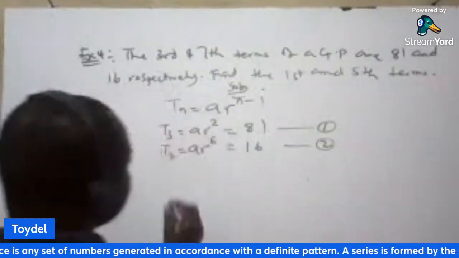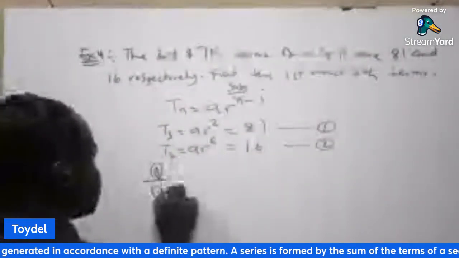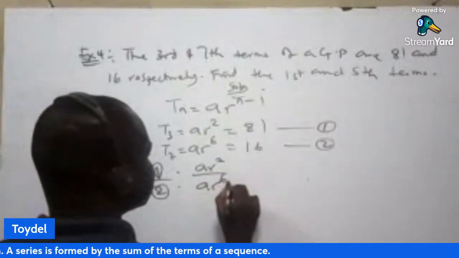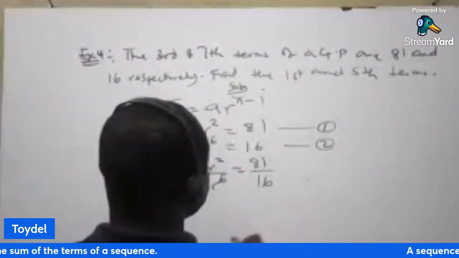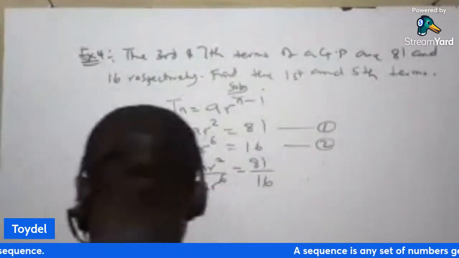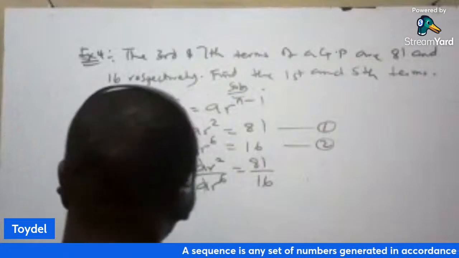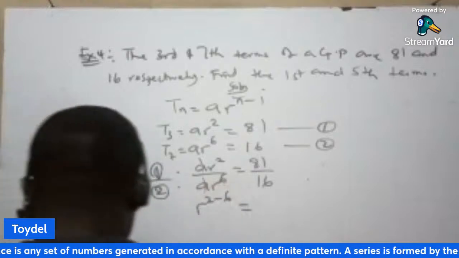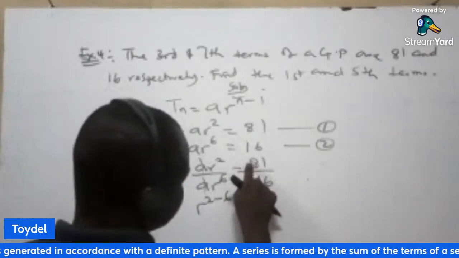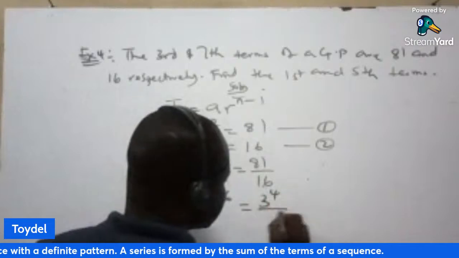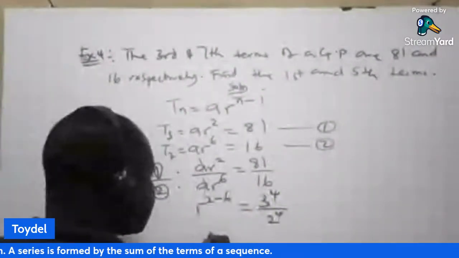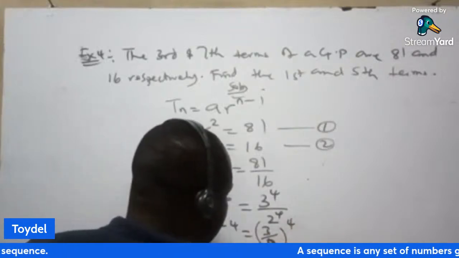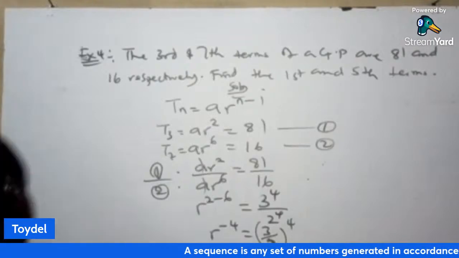There are two equations and two variables. So let's just say equation 1 divided by equation 2, because we have AR squared divided by AR to the power 6, is equal to 81 divided by 16. A can take care of A. Then here we are going to have R raised to 2 minus 6, that's the law of indices. Then that will be minus 4. Then we can write 81 as 3 to the power 4, and 16 as 2 to the power 4. Then I'm going to have R raised to minus 4 to be equal to 3 all over 4, everything raised to 4, and 3 all over 2, everything raised to power 4.